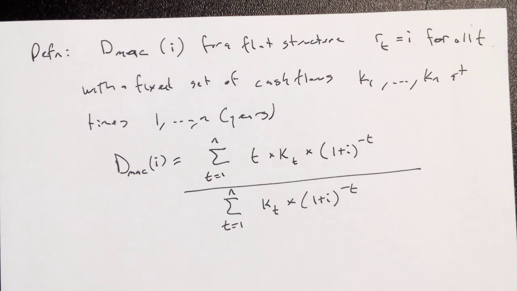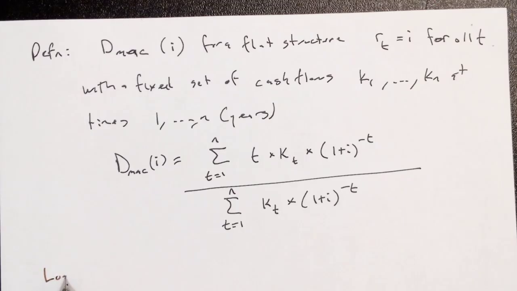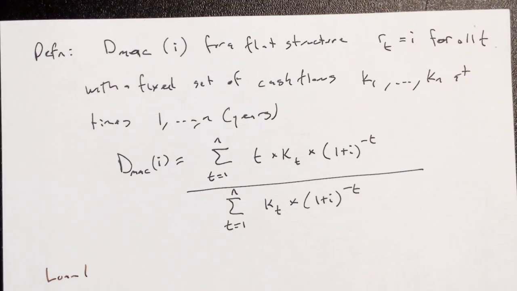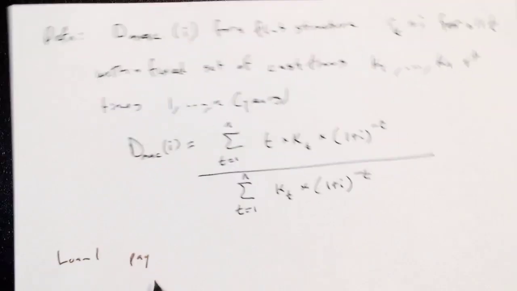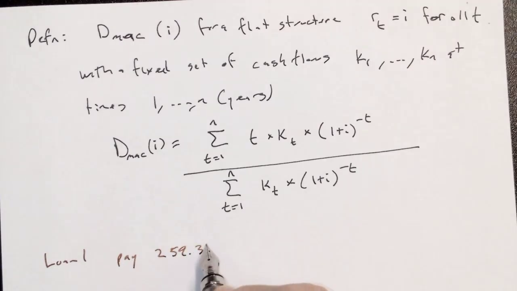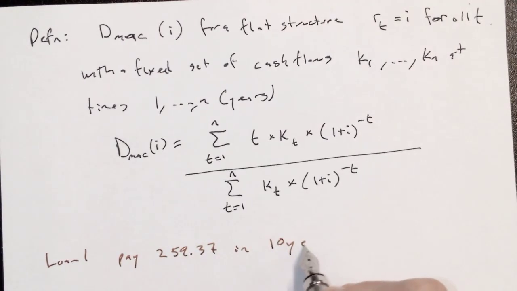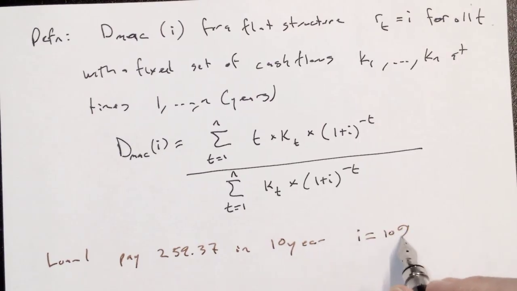Okay, wait a minute. This version fits our example. Our example had a flat term structure. Our example had 10%. Loan one had one payment. It was going to be a payment of, I wrote that down, $259.37 in 10 years with a rate of 10%.